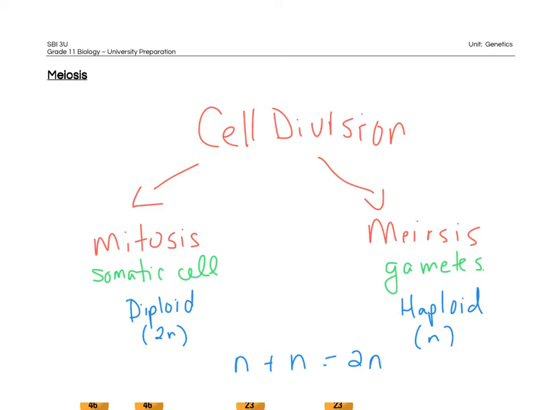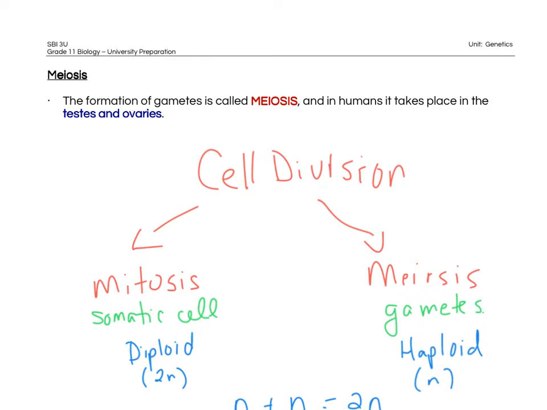Now, I think you'll find that meiosis is very similar to mitosis in terms of how the process works, but there are some differences, and they're very important differences, so I'm going to start that conversation today. Okay, so first off, as I mentioned, the process of forming gametes is called meiosis. In humans, it takes place, if you're male, in the testes, and if you're female, in the ovaries.